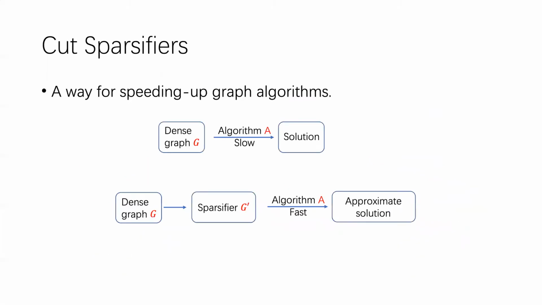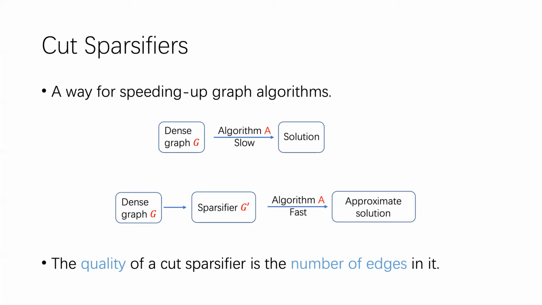Cut sparsifiers are usually used as a way of speeding up graph algorithms. For example, suppose there is a graph algorithm A which solves a graph problem, and it runs slowly on dense graphs. Then we might be able to speed up the algorithm using a cut sparsifier. Given a graph G, we can first compute the sparsifier G', and then run the algorithm A on G', which is fast because G' has fewer edges. Then for some problems, we can get an approximate solution since G' preserves all the cut values of G approximately. The quality of a sparsifier is the number of edges in it.